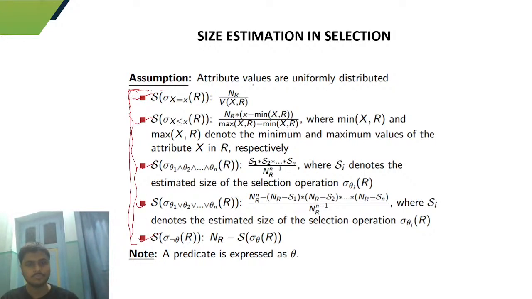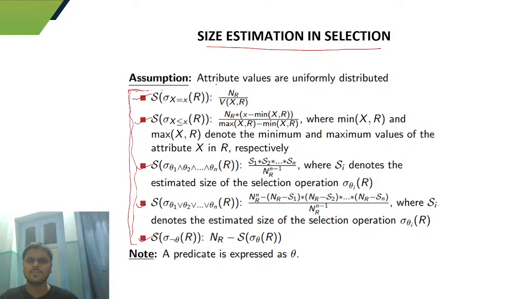So the first thing is the number of tuples, or the size estimation. It is the size estimation in selection. Whenever we do a selection in our relational algebra expression, what will be the size of the output? We are actually making an estimate. It can be more than that, it can be less than that, but we are trying to generalize. We are trying to find a generalized formula for everything.